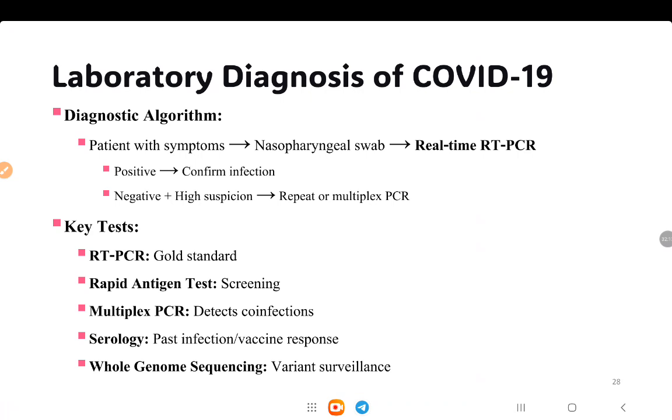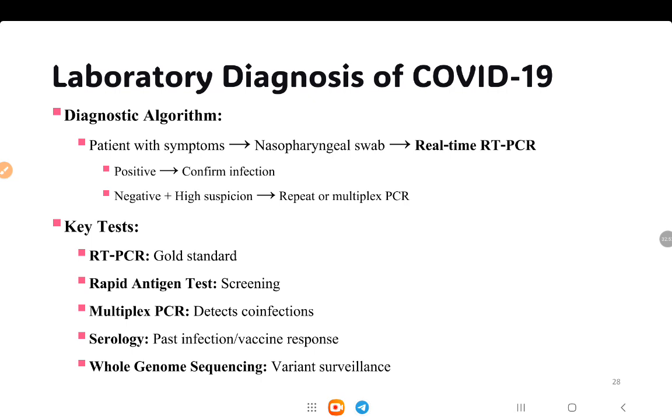How can we diagnose SARS-CoV-2? The diagnosis of COVID-19 begins with a patient with symptoms, collection of samples, which is a nasal swab, and we use real-time PCR for testing. A positive result confirms the infection, while a negative result with high suspicion may require repeated or multiplex PCR. So for a patient suspected of COVID-19 who had symptoms and tested negative, we repeat the PCR.